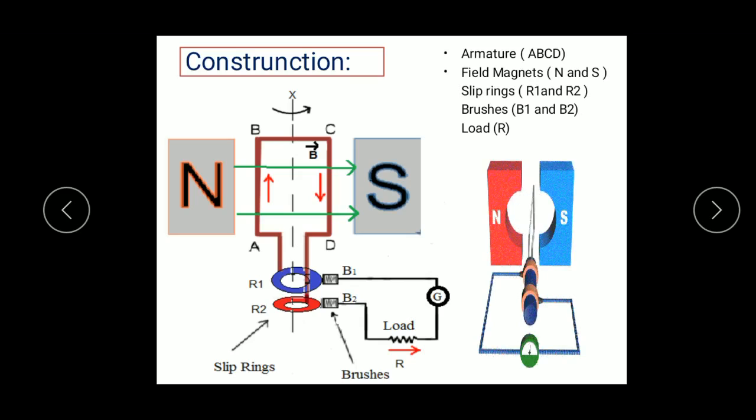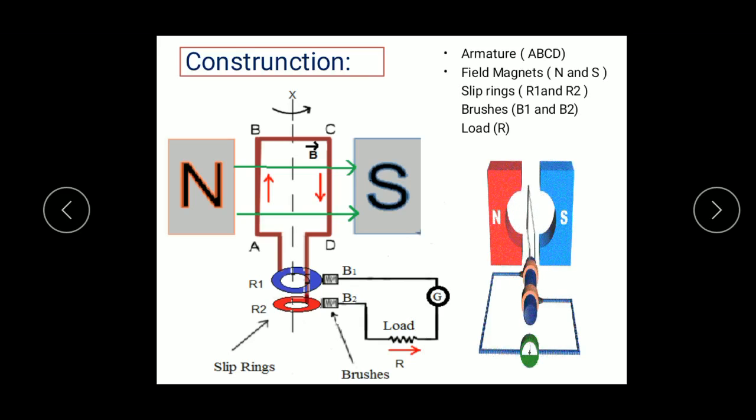Now let us discuss the parts of the AC generator one by one. The first one, the armature ABCD. It is a rectangular coil consisting of a large number of turns of insulated copper wire.